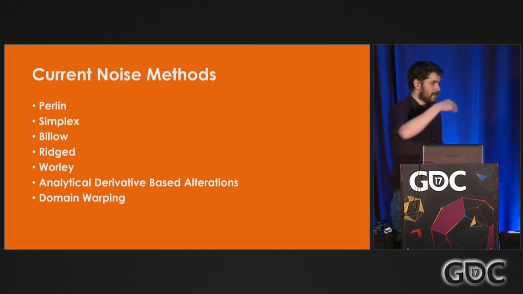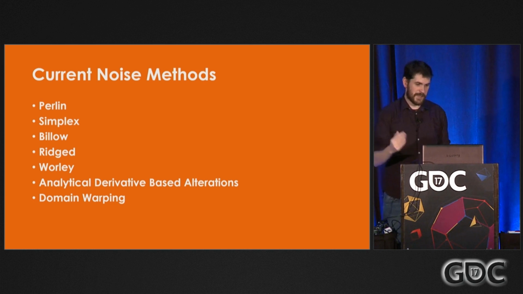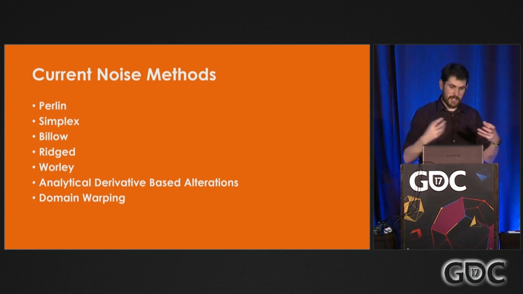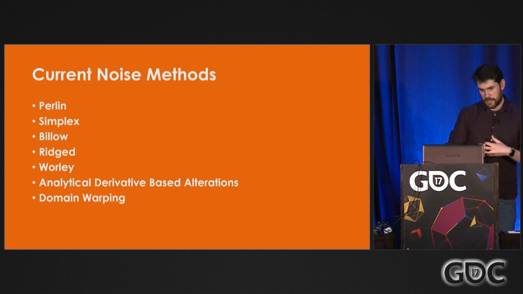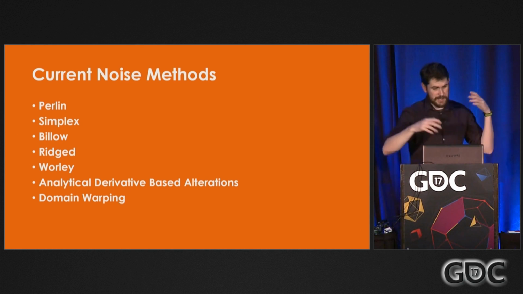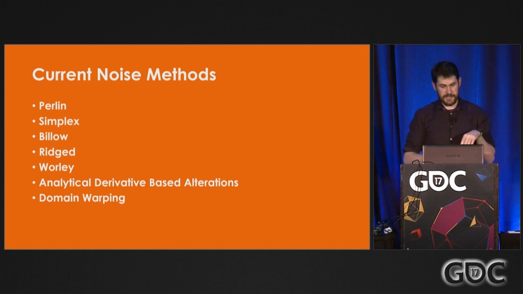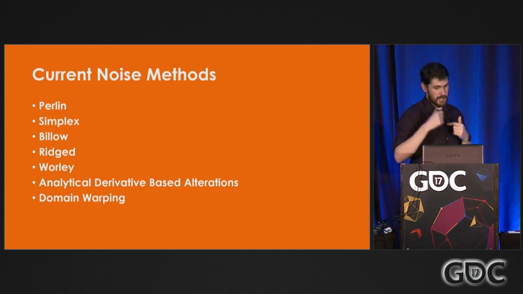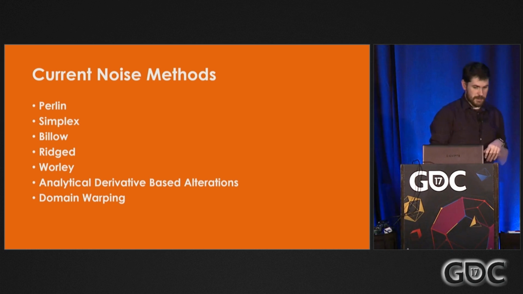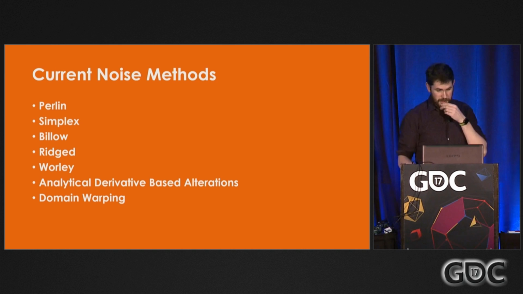So let me take you through some of the things that I'd used previously, and then I'm going to talk about how I kind of brought all those things together and what that leads to. Okay, so here are the current noise methods that you see really commonly used. Lots of different places use this. So Perlin, Simplex, Billow, Ridged, Whirly, Analytical Derivatives, Domain Warping, and I'm just going to take you through a couple of those. So Perlin, this is what you've seen everywhere.